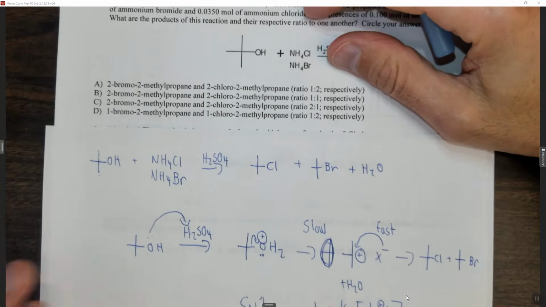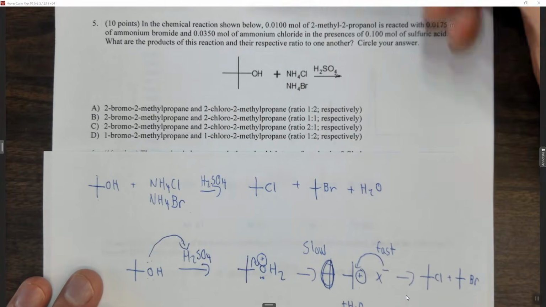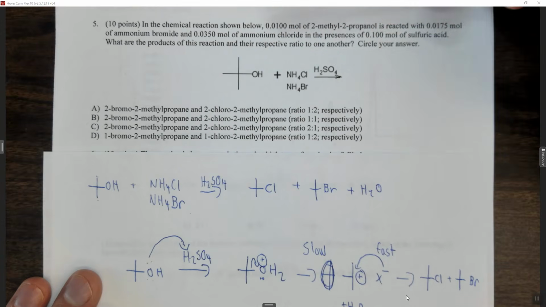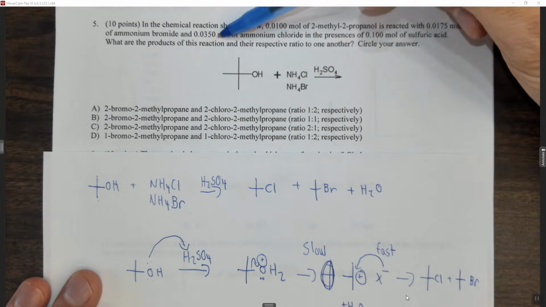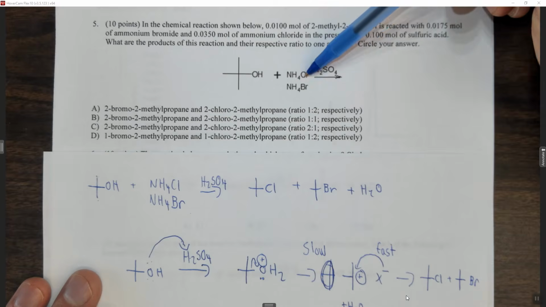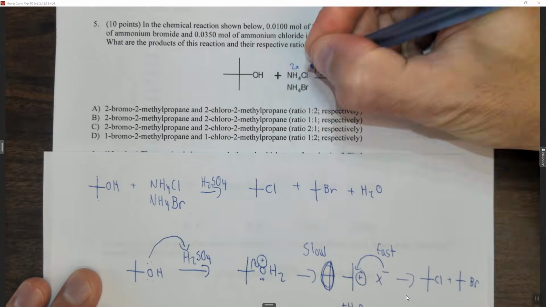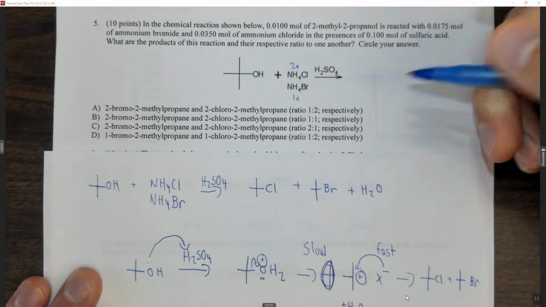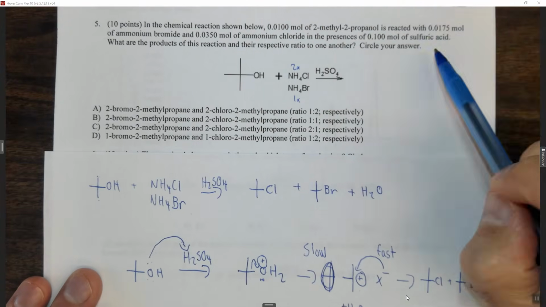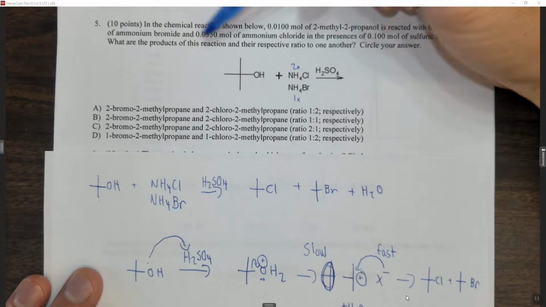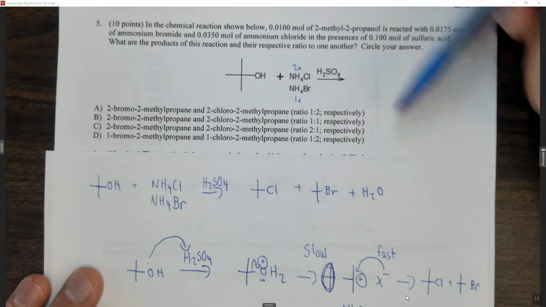Okay, so the first question asks us, in the chemical reaction below, 0.1 moles of the 2-methyl-2-propanol, this one, is reacted with 0.175 moles of the bromine and 0.0350 moles of the chlorine. So basically we have twice as much of the chlorine as we do of the bromine. So we have 2x of this and 1x of this, if you will. And then we add some sulfuric acid, all right, to protonate the alcohol, as we talked about before. What are the products of this reaction and their respective ratio?